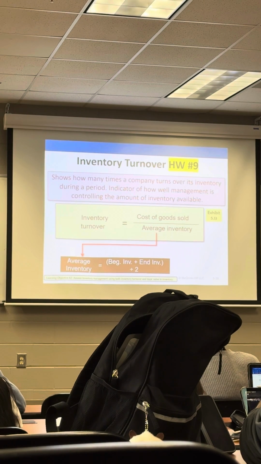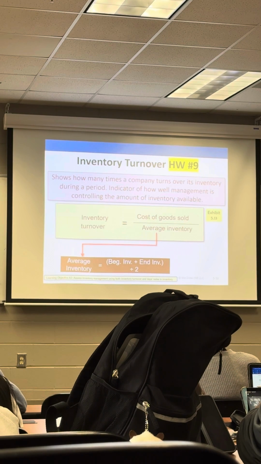So for example, houses. If you are a contractor or a builder, turning over houses is going to have a lot lower inventory turnover than a grocery store, right? But for any other items, typically a higher turnover is better.